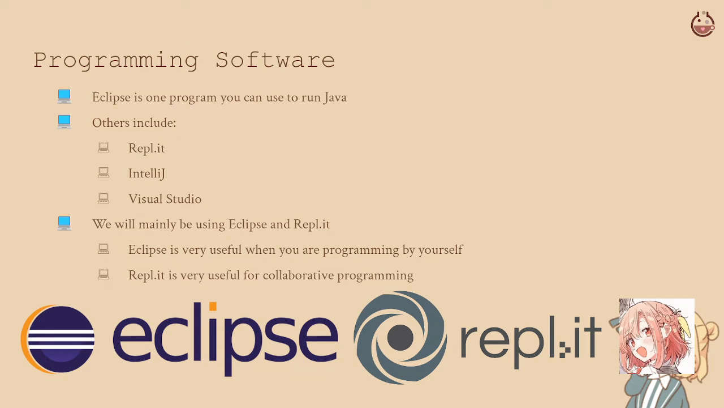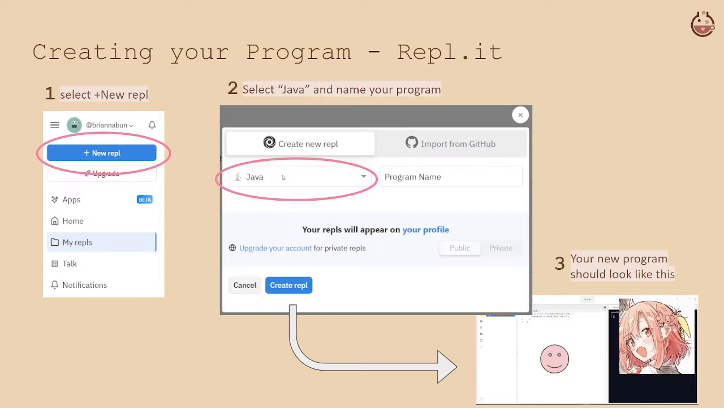Versus Replit, which is very useful for collaborative programming, because you can work on code with multiple people at once, and it's also online and easier to set up than Eclipse. So a lot of people like to use it when they're starting out, which is completely understandable. And let's move on.